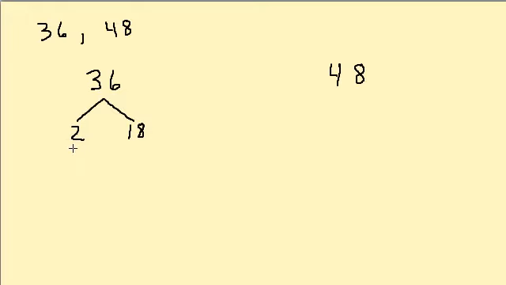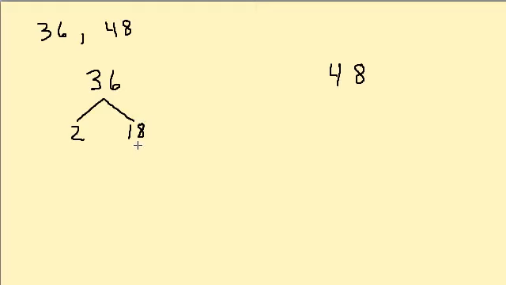2 is a prime number. And if you need a review on prime numbers, you can get on the internet, you can Google it. Prime numbers are numbers where the only factors are 1 and the number itself. See, the only way we can get 2 is 1 times 2. So some prime numbers are 2, 3, 5, 7, 11, 13, and so on.